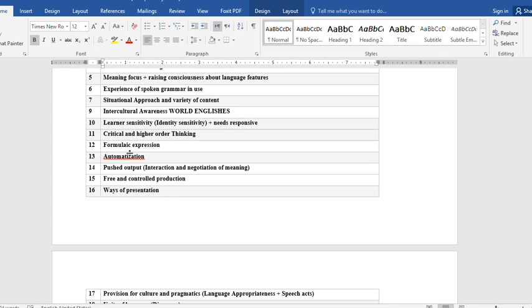The other factor is formulaic expression. More than 30 to 40% of language is used in the form of phrases, formulaic language, expressions. It means that speakers or users of language do not use language word by word. A number of words come together in the form of a bundle. That's why in English we say lexical bundles. Some words come together.